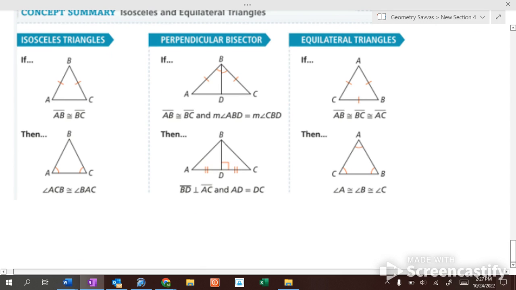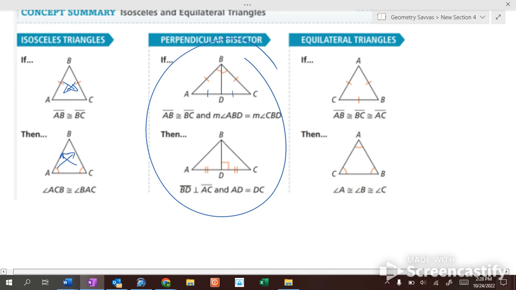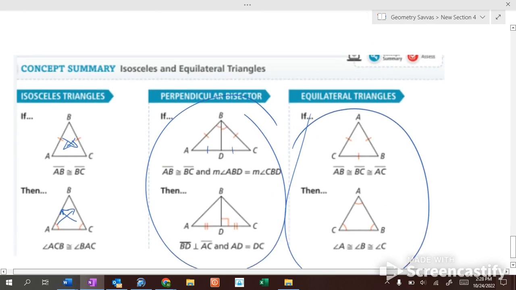Okay. Isosceles triangles. If these sides are congruent, then the opposite angles are congruent. If these angles are congruent, then the opposite sides are congruent. Okay? And a perpendicular bisector splits this in half. An angle bisector makes this a perpendicular bisector. They're all one and the same. And an equilateral triangle is also equiangular. All right.